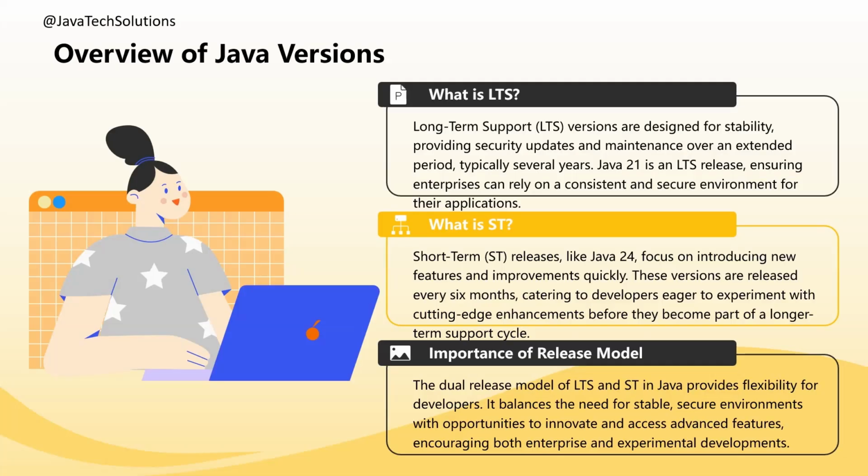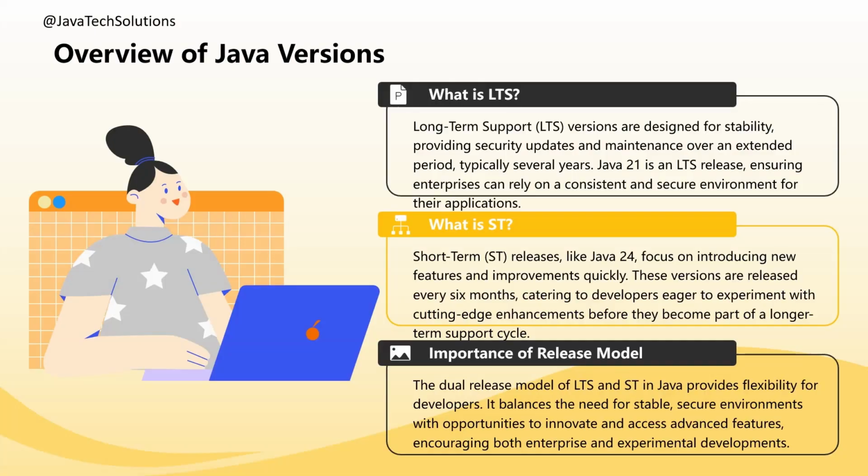Now, what are short term releases, like Java 24? They are focused on introducing new features and improvements quickly. These versions are released every 6 months, right? This short term release is released in 6-month durations, catering to developers eager to experiment with cutting edge enhancements before they become part of a longer term support cycle.